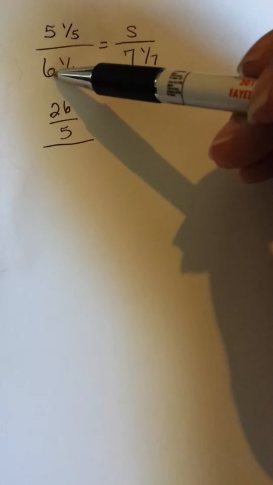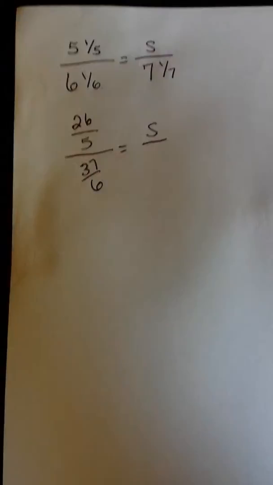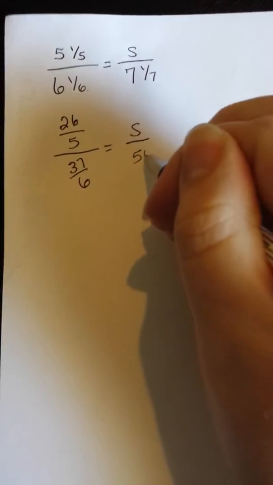So that gives me 26 over 5 divided by, and then this into an improper fraction. So 6 times 6 plus 1 is 37 over 6. And this is equal to S over, and then turn 7 1/2 back into an improper fraction. So 7 times 7 is 49 plus 1. This is 50 over 7.